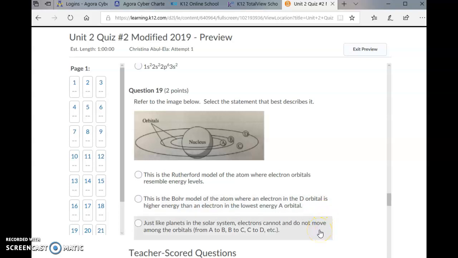Just like the planets in our solar system, electrons cannot move among orbitals from A to B, B to C, C to D, etc. I'm going to read that one more time. It looks like there's a typo right there. Just like the planets in our solar system, electrons cannot move among orbitals from A to B, B to C, C to D, etc.